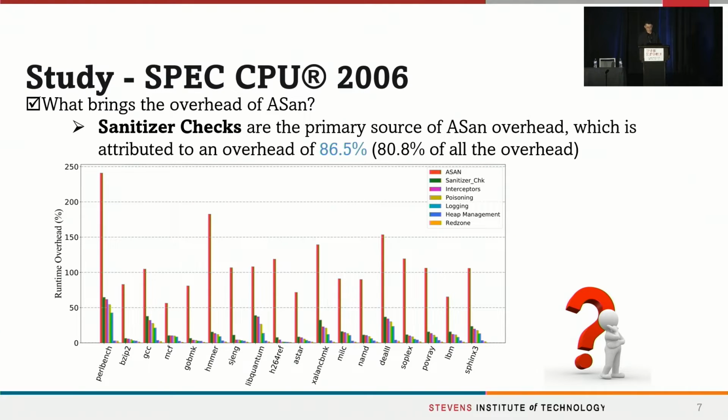Driven by this motivation, we first present a study to answer the question, what brings the overhead of ASan? The answer is sanitizer checks. They are the primary source of ASan overhead, attributed to an overhead of 86.5%, which is 80.8% of all the overhead. Our study also dissects the rest of the ASan overhead and where it comes from. For details, please refer to our paper.